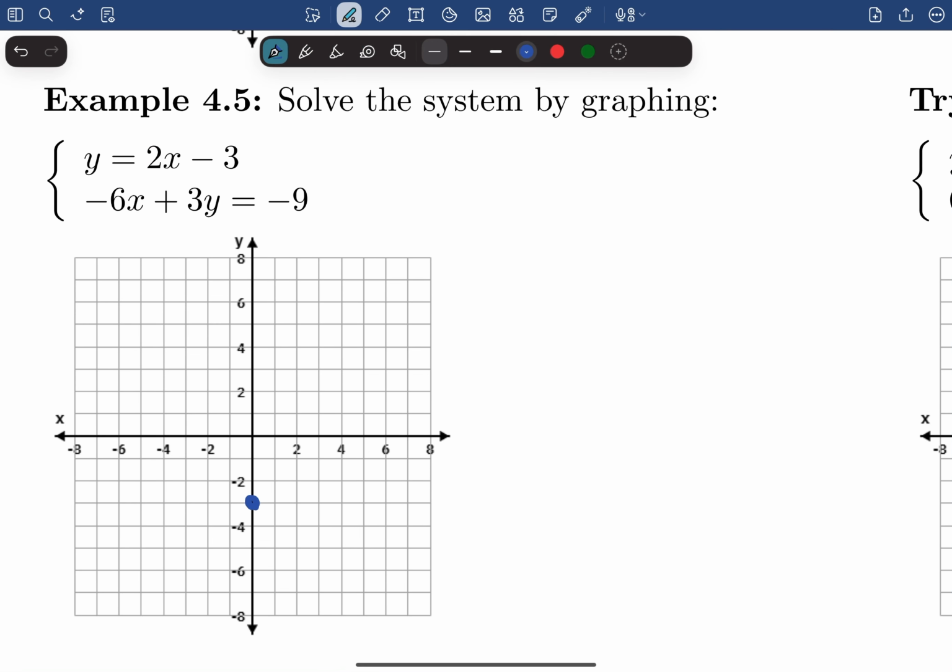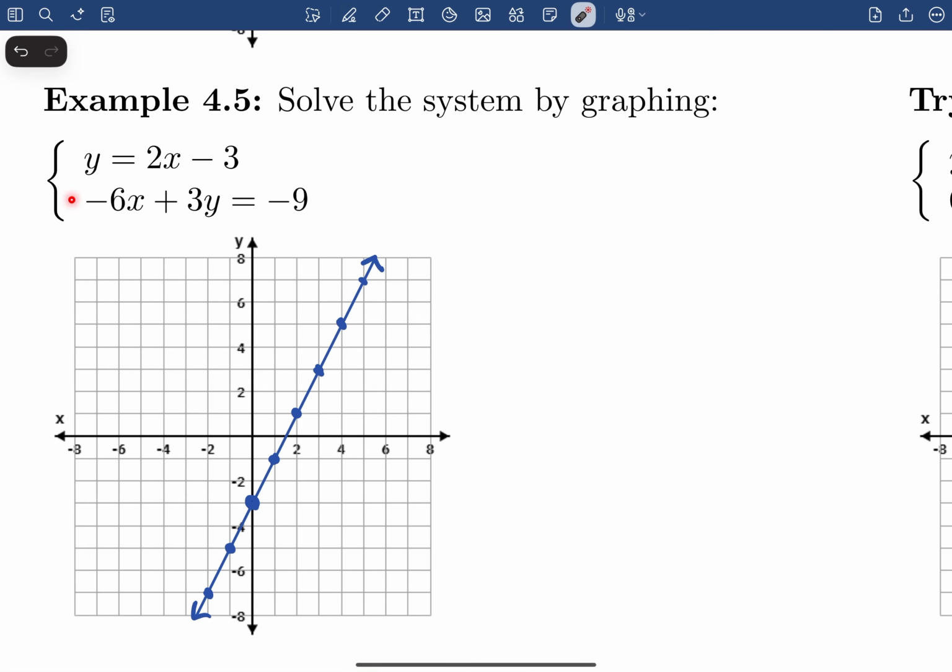Okay, and so here I go, and I apply it going backwards as well. And there's my line. And next, I look at the second equation, and I need to graph that, but I notice immediately it's in standard form. Let's do a little bit of work.